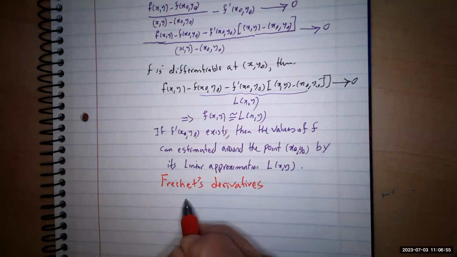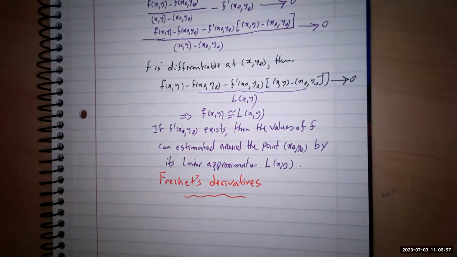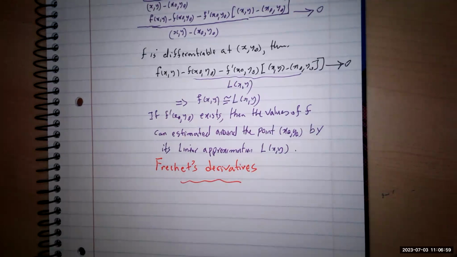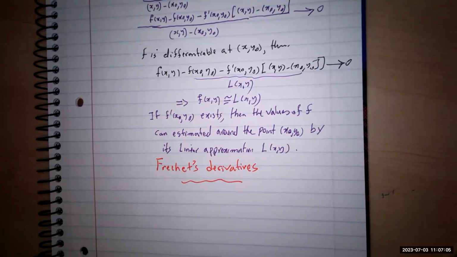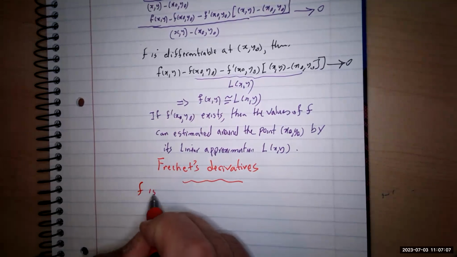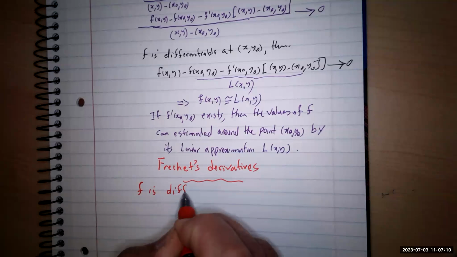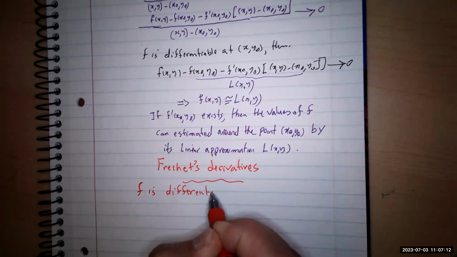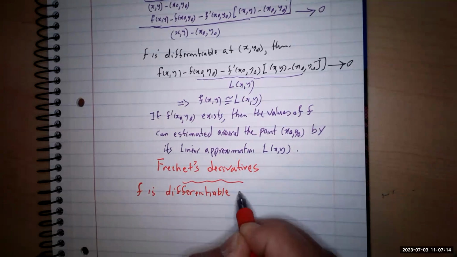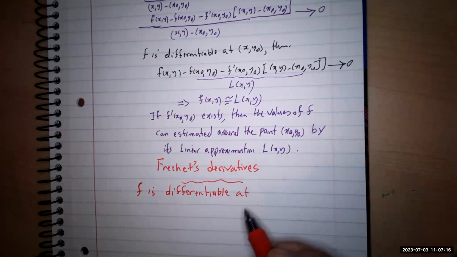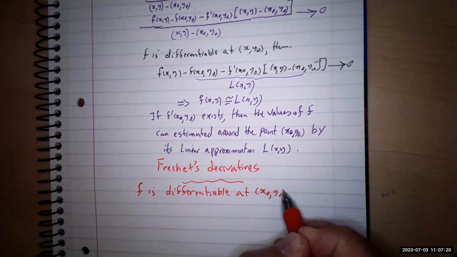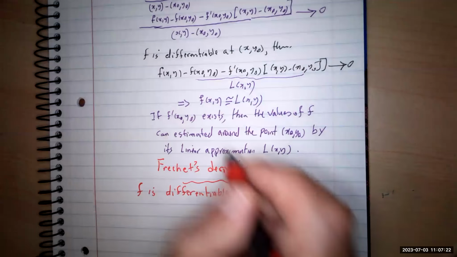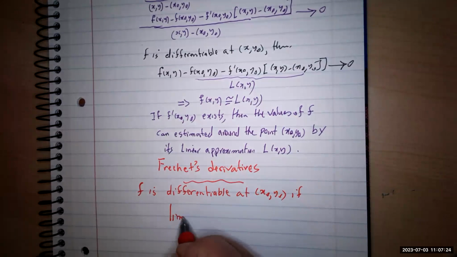You see, this is the argument that I did. You can put them together and get the differentiability. So in the language of Frechet, this means a function f is differentiable at x0, y0 if this limit is 0.